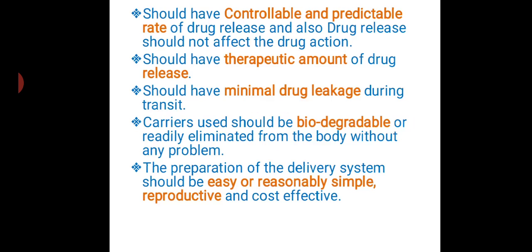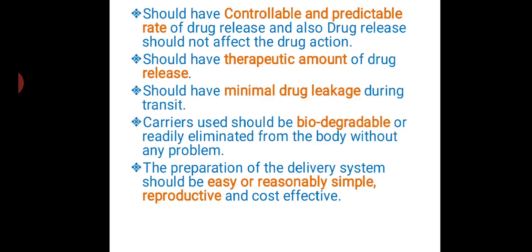Once it reaches the target site, it should release the drug at a particular controlled rate. It should not release the drug in a fast way, and it should not release the drug in a very slow way either. That means we should be able to predict the rate of drug release from the delivery device. Then it should be able to release the therapeutic amount. Once the rate is controlled, it should also release the therapeutic concentration.